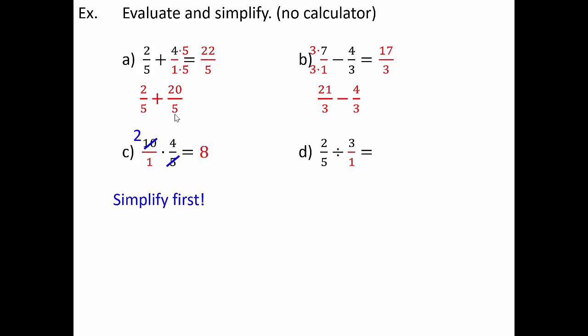And question D, division, keep it, change it, flip it. So 2/5 times 1/3. Look to see if anything can be reduced before we multiply. The 2 cannot be reduced with anything on the bottom. The 1 is already fully reduced, so 2 times 1 is 2 over 15. Final answer.